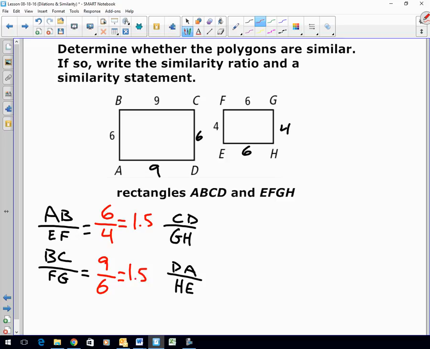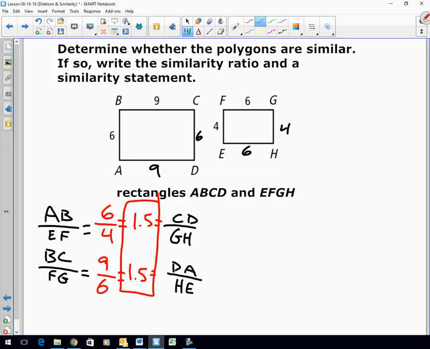Pardon me, y'all don't need to be talking, I need to be talking. Okay? True or false? These are the same. True. So understand what this means. It means that the side lengths have the same ratio, right? They have the same ratio. They have different fractions. See that?